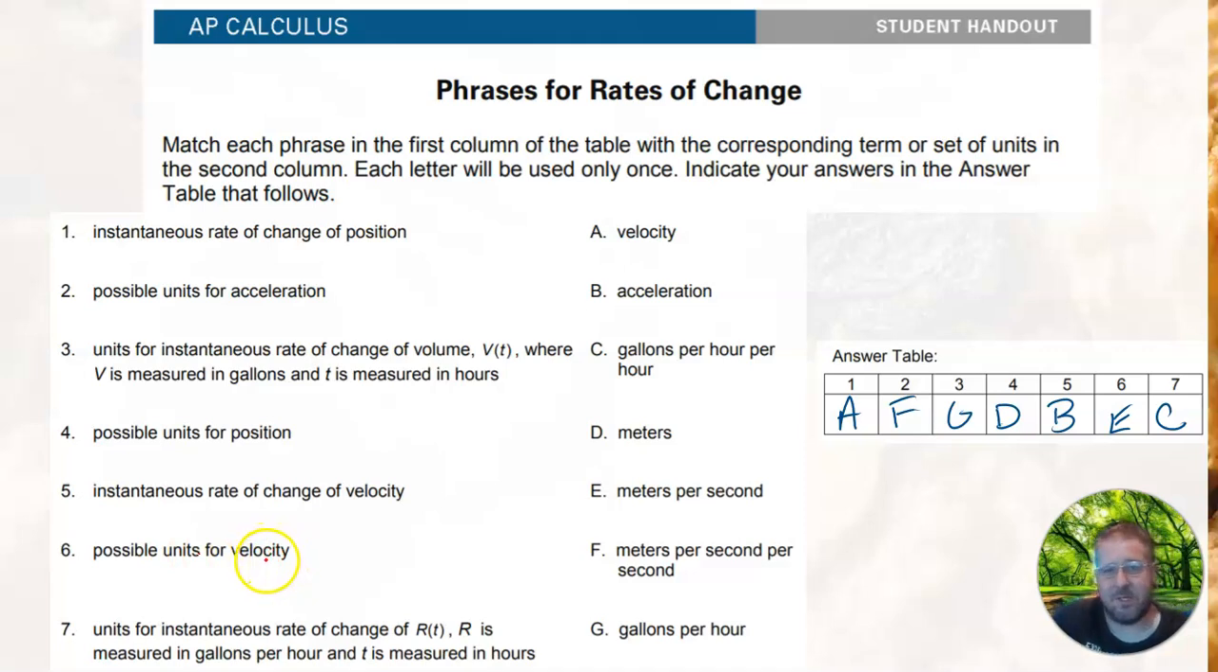Number 6, possible units for velocity. Velocity could be like meters per second, something like that. Let's see. What do we have? 6 was E. Oh, that's exactly what it was. Number 7, units for instantaneous rate of change of R measured in gallons and hours. Okay, instantaneous rate of change of R of T. So that would just be gallons per hour. Oh, wait, R of T must have been the velocity. Oh, R is measured in gallons per hour. Okay, I missed that. Sorry, I'm having a hard time seeing the bottom of my screen. R of T is the rate, so therefore the rate of that rate is the acceleration.